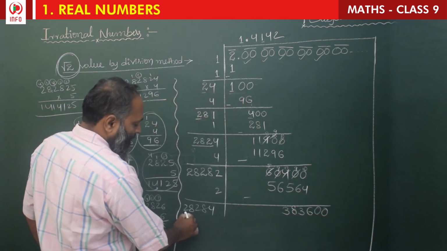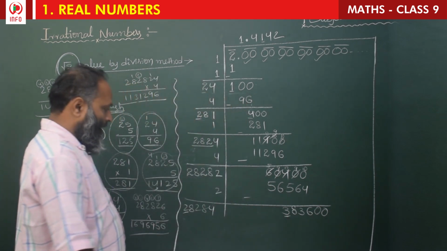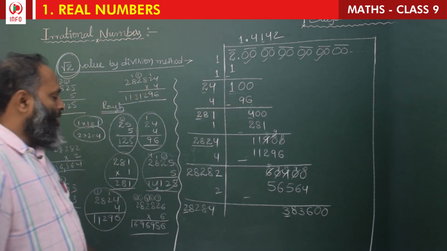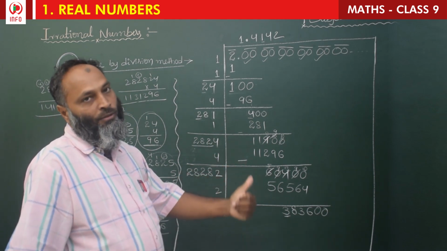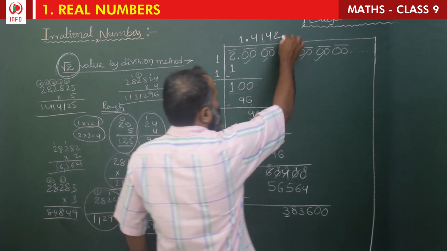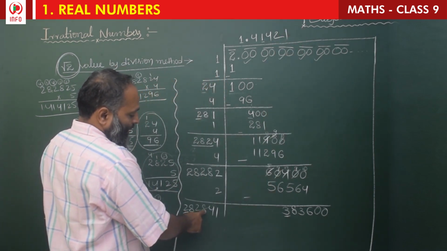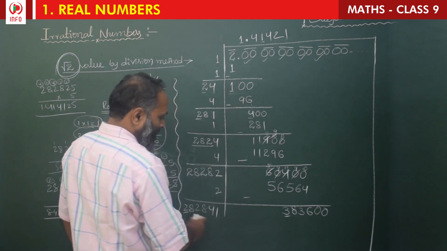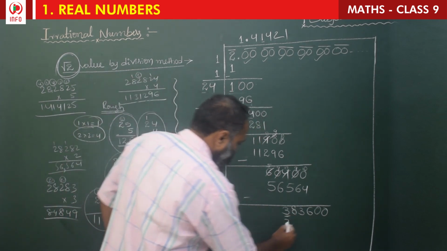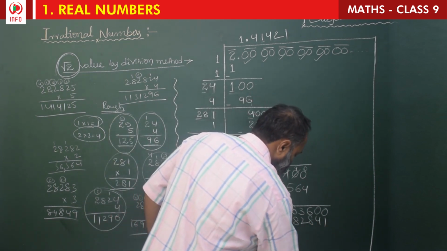It means in the 2 table. So when you get this, 1 1s are 1, 2 1s are 2, 2 2s are 4. So 4 is more, so we should take 1. Here 1 and here 1. Now 2, 8, 2, 8, 4, 1. 1s are 1. You will get 2, 8, 2, 8, 4, 1.